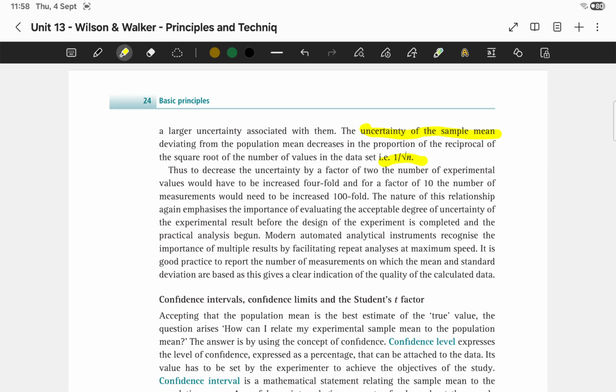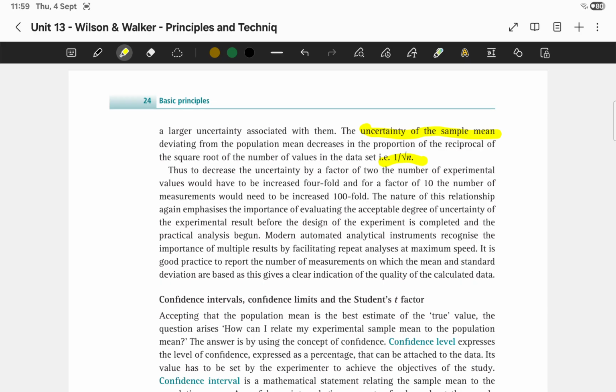The nature of this relationship again emphasizes the importance of evaluating the acceptable degree of uncertainty in the experimental result before the design of the experiment is completed and the practical analysis begun. Modern automated analytical instruments recognize the importance of multiple results by facilitating repeat analysis at maximum speed.